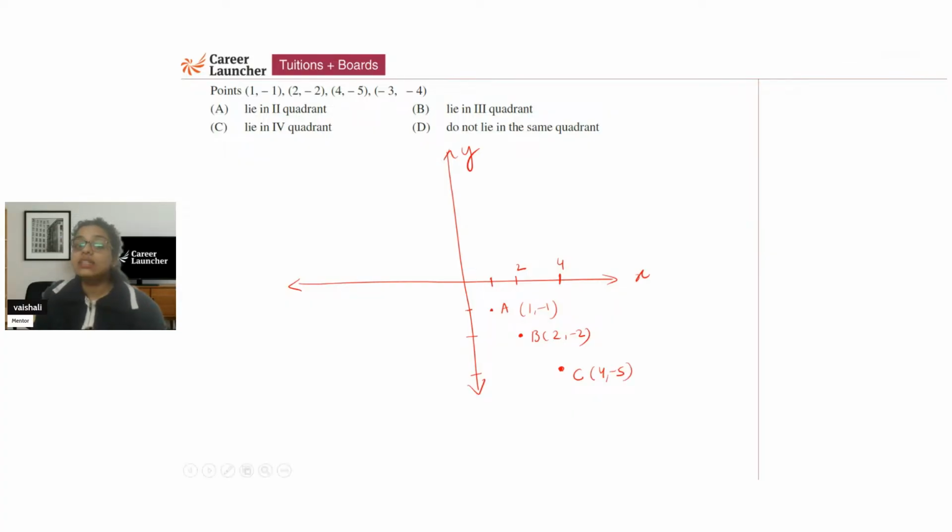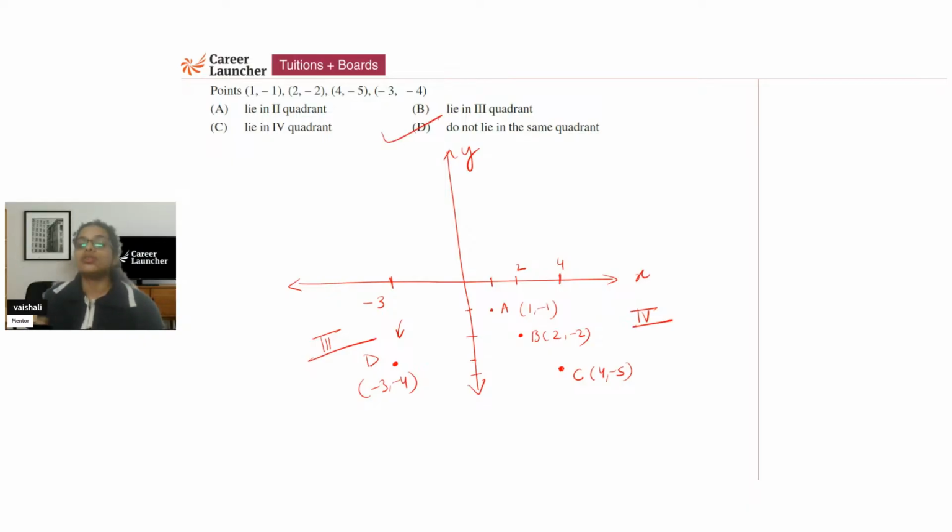Next one is -3, -4. So -3 should be present on the negative x-axis, and -4 is here, so this is going to be point D, (-3, -4). But the question is, do all these points lie in which quadrant? See, the problem is D is lying in the third quadrant, but A, B, C lie in the fourth quadrant, so all of them are not lying in the same quadrant.